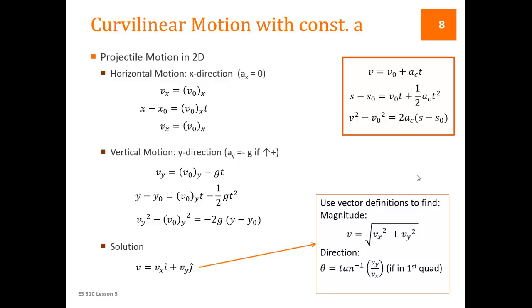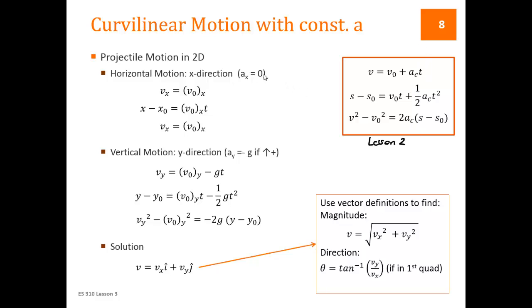So these equations should look familiar. These are from lesson 2. These are up in the box here. Those are the constant acceleration equations from lesson 2. In lesson 2, we only had one direction. So now, using the information that we have that the x direction and the y direction are independent, we'll take a look at each of those directions.